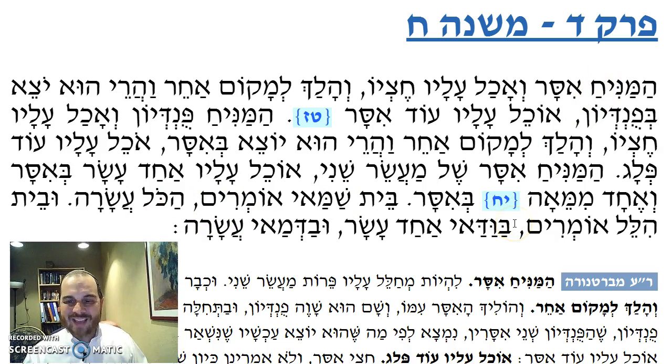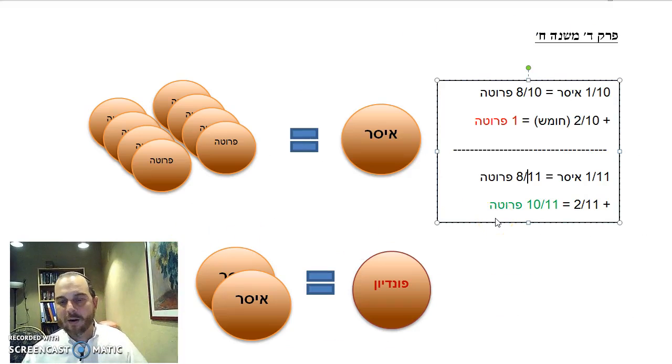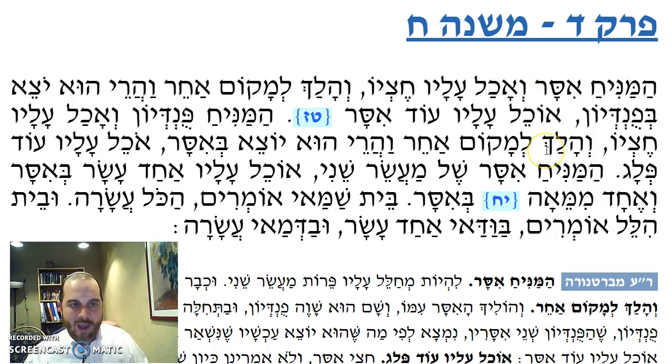That in Maaser Sheni of Vadai, it's 1/11. But in Demai, if it's Maaser Sheni Demai, then it's 1/10 because we don't care. In Maaser Sheni of Demai, it's 8/10, 1/10. But there's no Chomesh in Demai. So it still stays at 8/10. So you don't have to worry about it. Okay, I hope this is all clear.